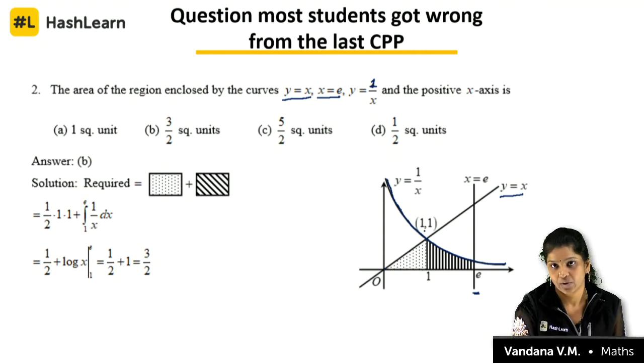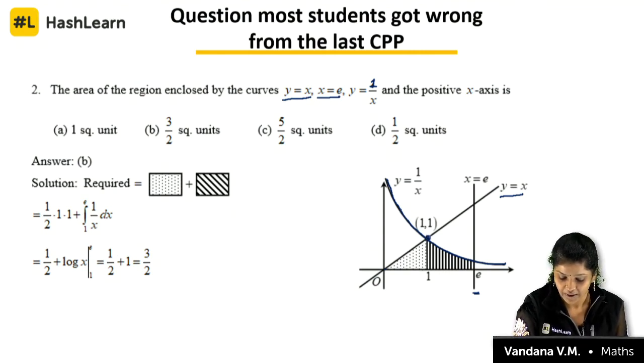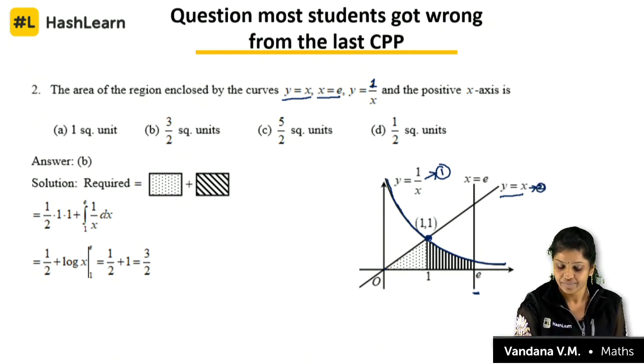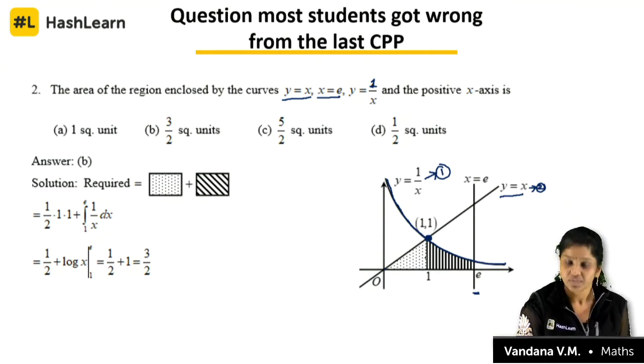Now, I would like to find out the area. At what point will this graph and the y is equal to x graph meet? If you solve equation number 1 and equation number 2, I'll get this intersecting point 1 comma 1. Now I would like to find out the area that I shaded. I shaded it in two ways because the first one, the dotted one from 0 to 1, forms a right angle triangle.